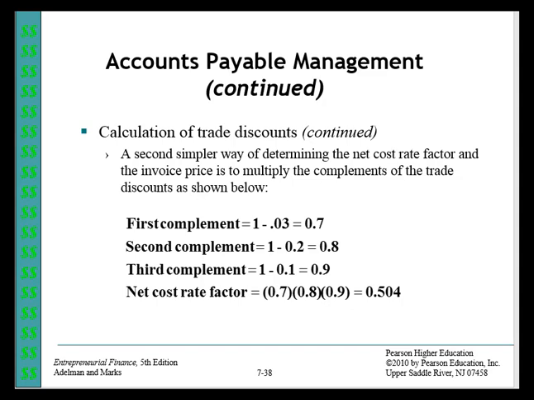If you only did 2 of the discounts, your net cost rate factor would be 0.7 times 0.8. So that would be 0.56. That would be the amount that you ultimately would pay to buy this particular piece of inventory.